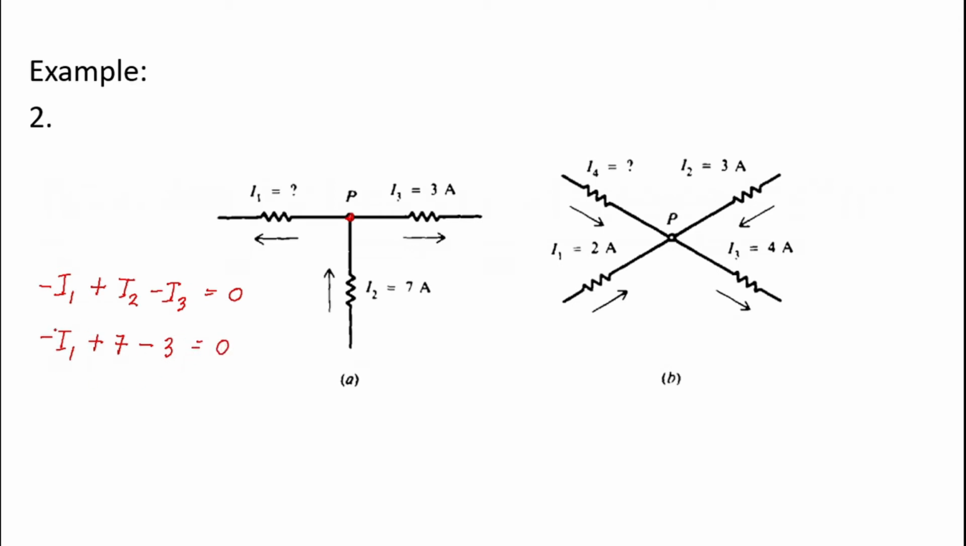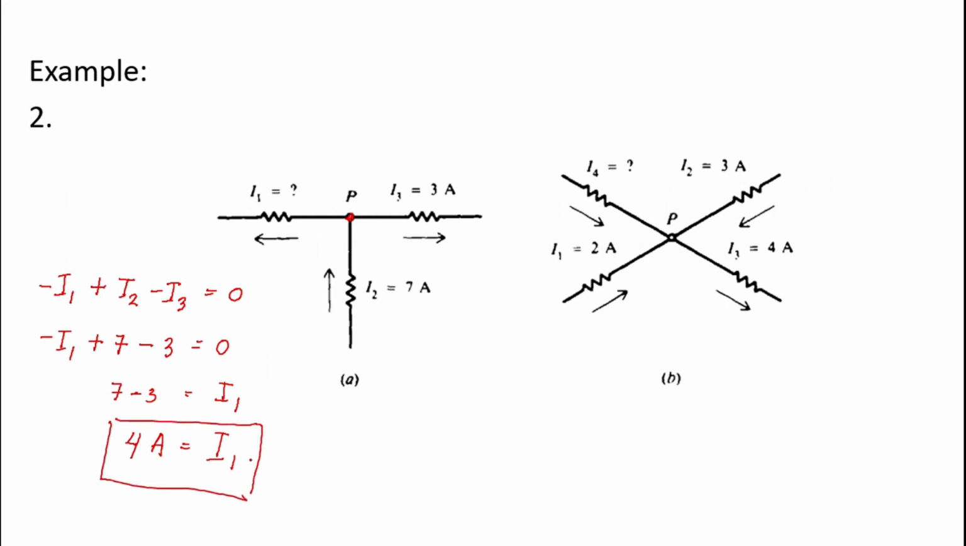Transpose I1 so we can get its value. So, 7 minus 3 is equal to negative I1, which becomes positive. So, therefore, the value of I1 is equal to 4 ampere.